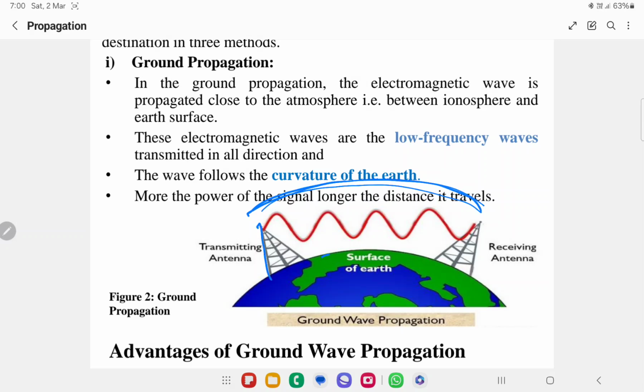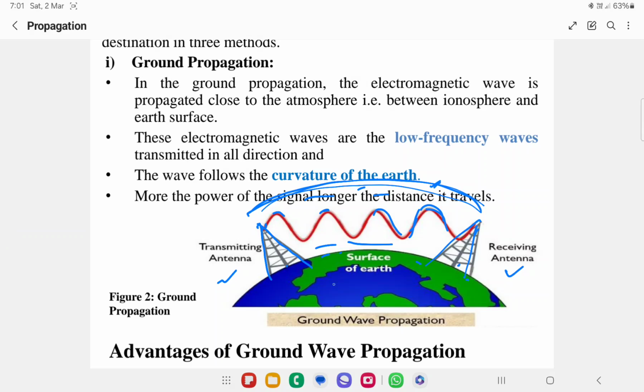Here, as you can see, two antennas are placed. One is the transmitting antenna, another is the receiving antenna. From the transmitting antenna we send the signal through this medium, which is between the ionosphere and the earth's surface. Our antennas are placed on the earth's surface, on the ground. So mainly the signal is transmitting in this region. That's why we call it ground propagation.